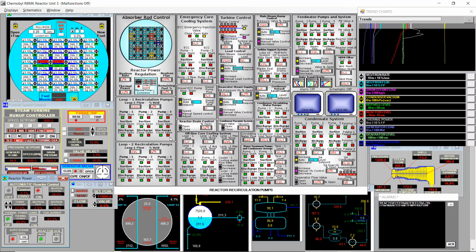Past 25, we will need to start the second pump in the loop 1 and loop 2 in the primary. But this is by the book, but if we look at the voiding, it's just 6%. While we don't surpass like 17 or 20%, we don't really need to do so. So we can continue increasing power set point to, let's say, 35%.